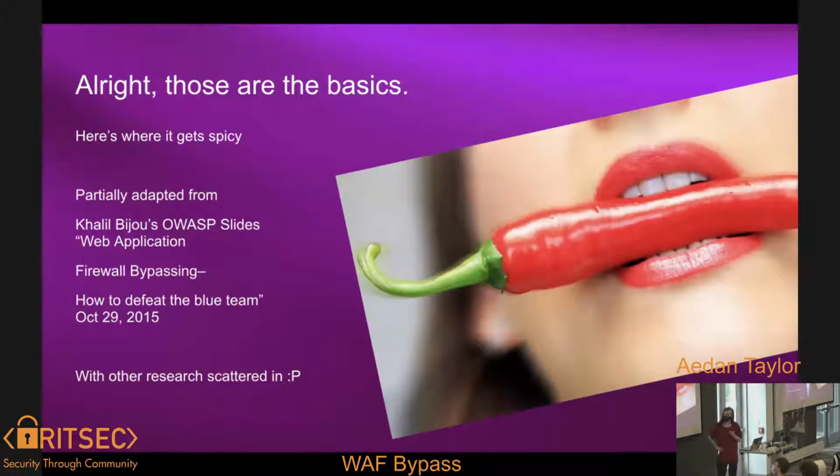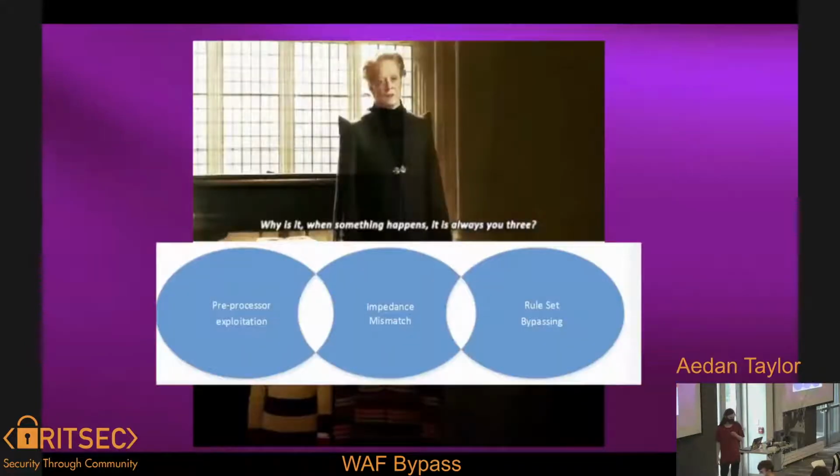I want to note here that there are a lot of good resources out there, but one of the best is a slide deck that I found while researching that has so much comprehensive data, and it's hosted by OWASP. I respect this man too much to mispronounce his name. It's from about 6 years ago now, and it's just amazing. There's also a whole bunch of other stuff in there, but that one was really useful. So why is it that when something happens, it's always one of these three? It's either preprocessor exploitation, impedance mismatch, or ruleset bypassing.